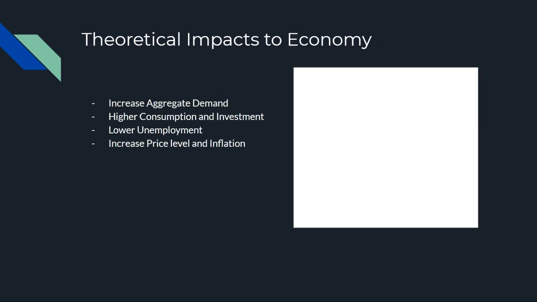According to the quantity theory of money, the increase in supply of money will also lead to an increase in output. More money increases aggregate demand because it encourages higher consumption and investment. As this happens, output will increase and unemployment will decrease. At the same time, price level as well as inflation will go up.